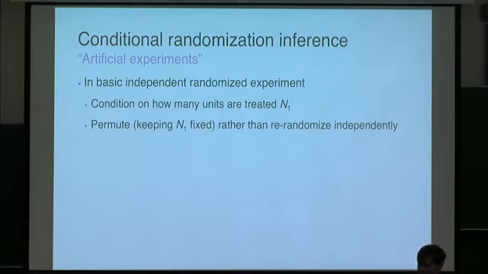It's totally valid to condition on how many units ended up treated, N1, and then do a permutation test where you're permuting the treatment assignment vector, even though in your original randomization N1 was random. Now you can condition on N1 and draw new treatment vectors that hold N1 fixed, and the test will remain exact.